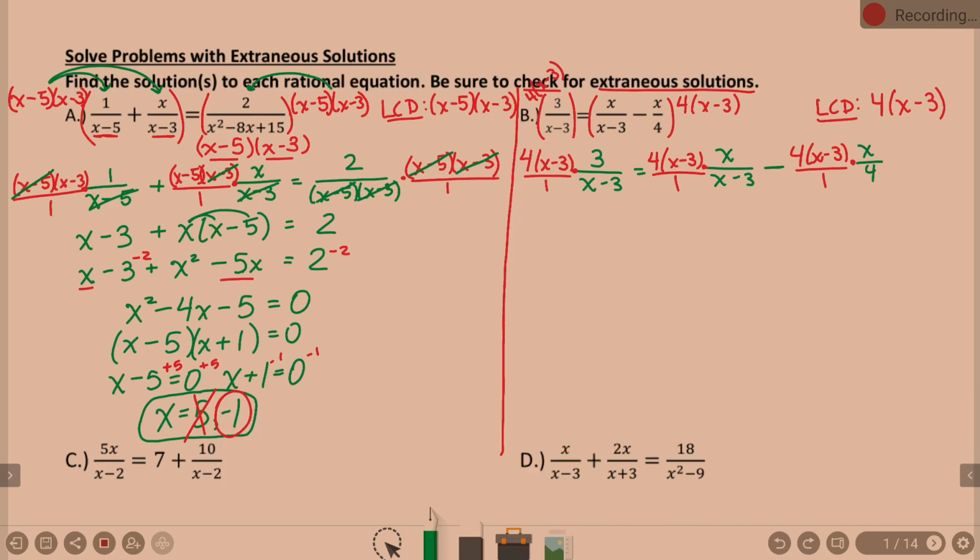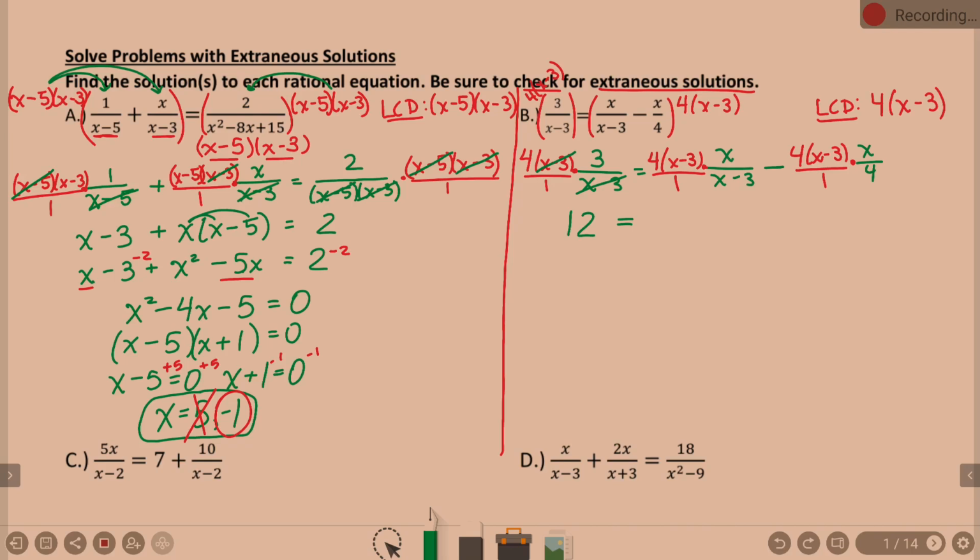Okay. First set of fractions. What cancels? 1x minus 3 cancels with 1x minus 3, leaving me with 4 times 3, which is 12. Okay, second set.